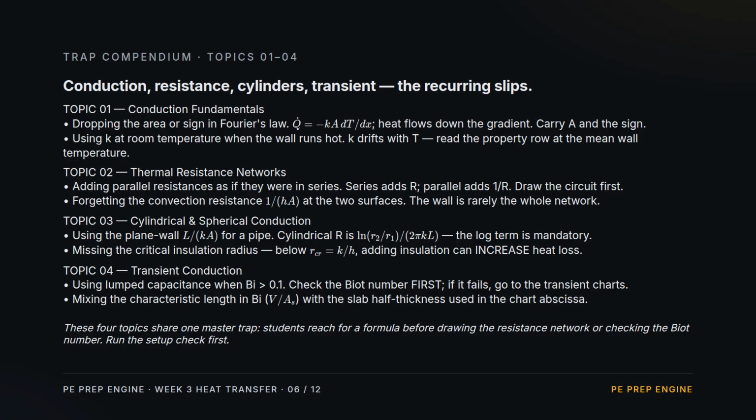Trap compendium. Topics 1 through 4. Conduction. Keep the area and sign in Fourier's law. And read conductivity at the mean wall temperature, not room. Resistance networks. Series add. Parallel add as reciprocals. Draw the circuit first, and include the convection resistance at each surface. Cylindrical. A pipe needs the natural log resistance, not the plane wall form. And watch the critical radius, below which insulation increases heat loss. Transient. Check Biot first. Above 0.1, lumped capacitance fails. Use the charts. And don't mix the characteristic lengths in Biot and the chart axis.